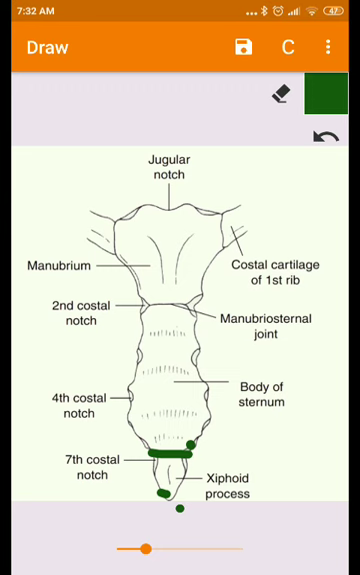In the next video we can see the other joints, that is the costovertebral joints and the costotransverse joints.